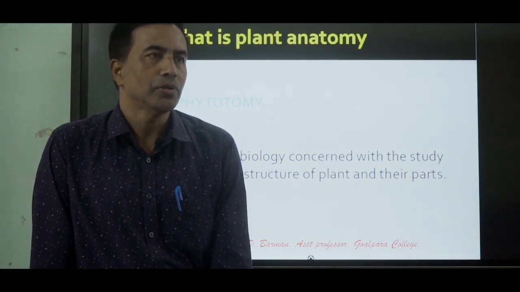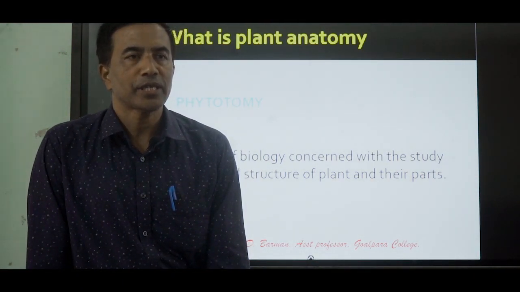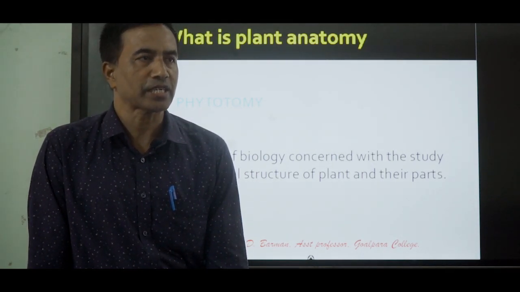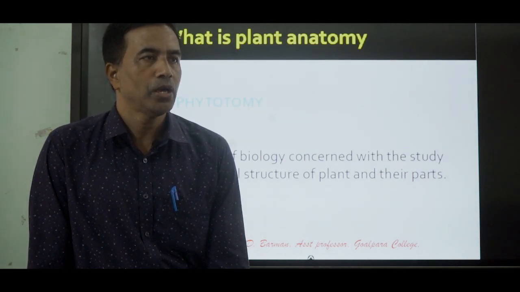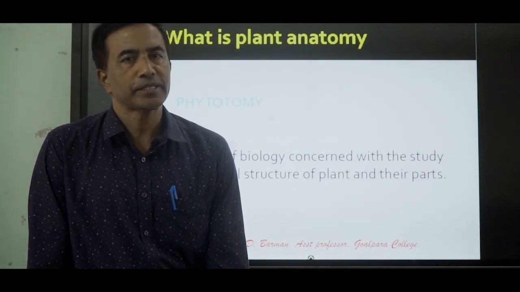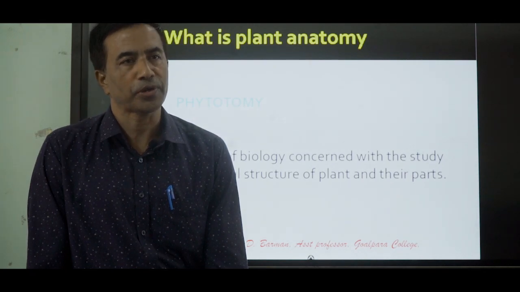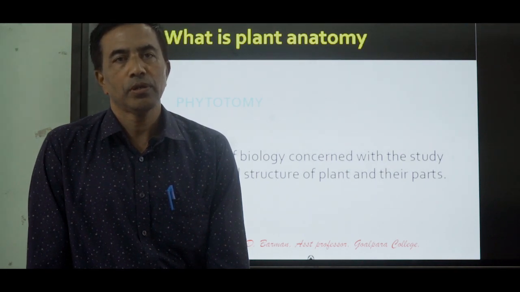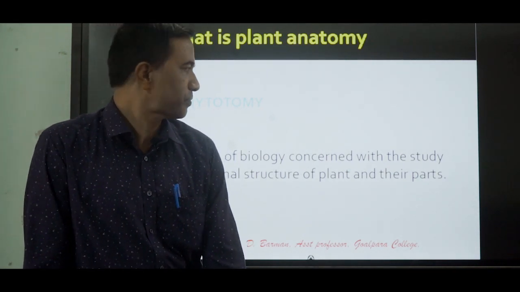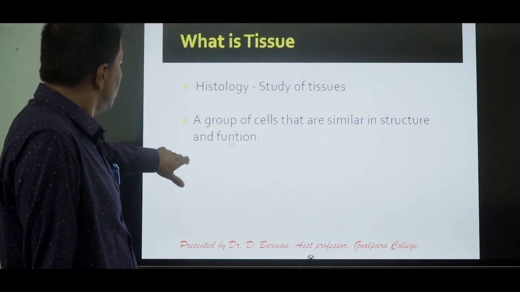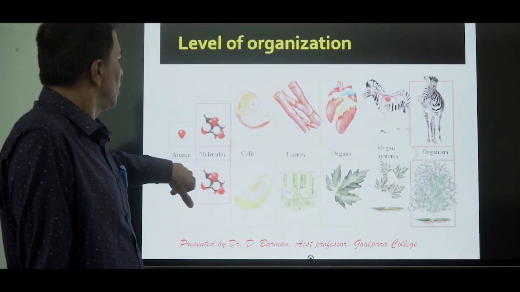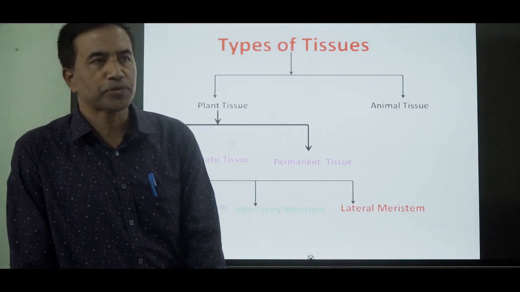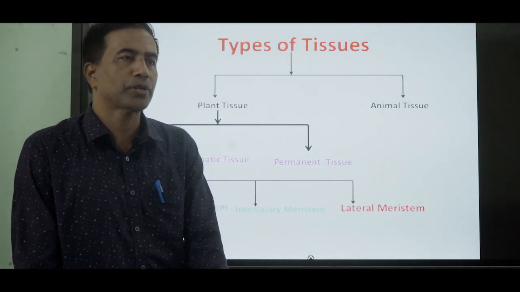So what is tissue? Tissue means a group of cells having common origin, structure and function. And in case of tissue system, it is the position of tissue, location of tissue, and this is called tissue system. So tissue mainly is of two types: one is the plant tissue and the other is animal tissue.